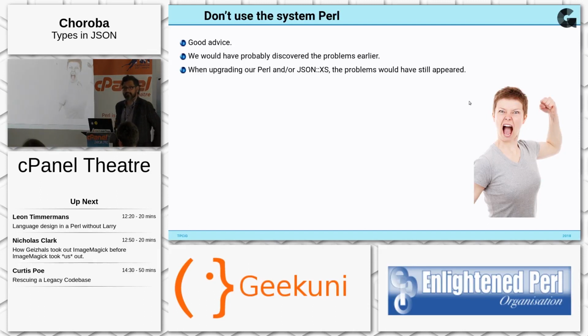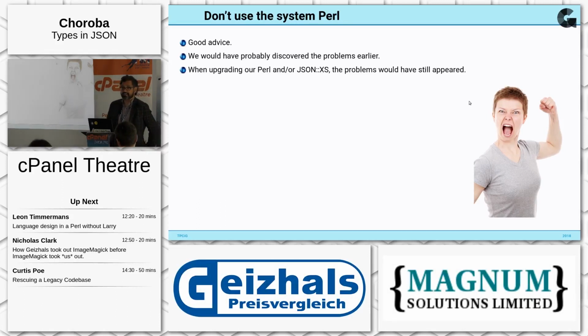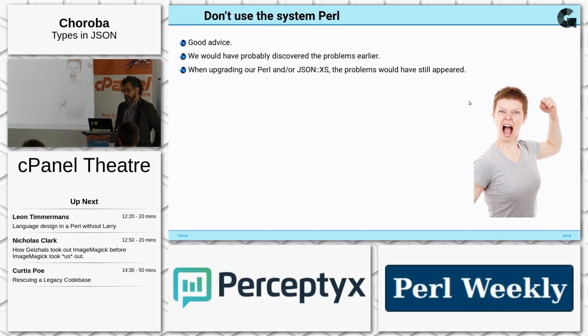So the usual answer we got from people was, don't use the system Perl. That's the problem. That's the reason for your problems. Well, generally, I agree that don't use the system Perl is good advice. On the other hand, it wouldn't have solved our problems. It's true that we would probably have discovered the problem earlier, or maybe in several steps, but still, when upgrading our Perl or the library, we would have had the same problems.